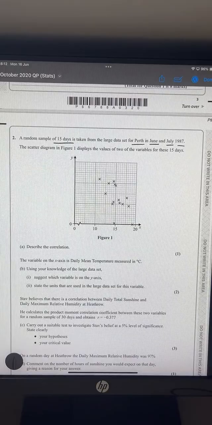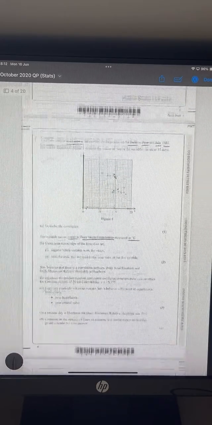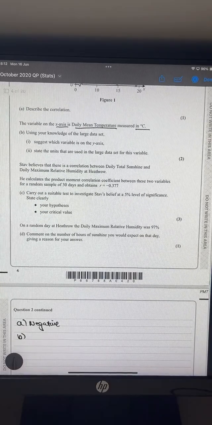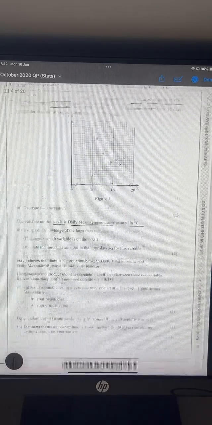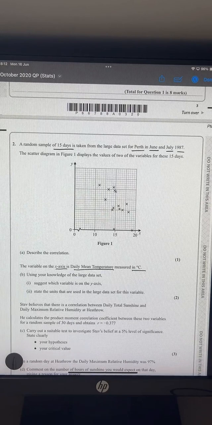Part B, the variable on the x-axis is the daily mean temperature measured in degrees Celsius. So we can see the temperature is increasing. Using your knowledge of the large data set, so this is the question everyone hates, suggest which variable is on the y-axis. So do you guys want to have a go in the chat and tell me what you think the y-axis variable could be? There are two potential answers. Yusuf is saying rainfall in millimeters. All right. Anyone else have any other answers they want to throw out?